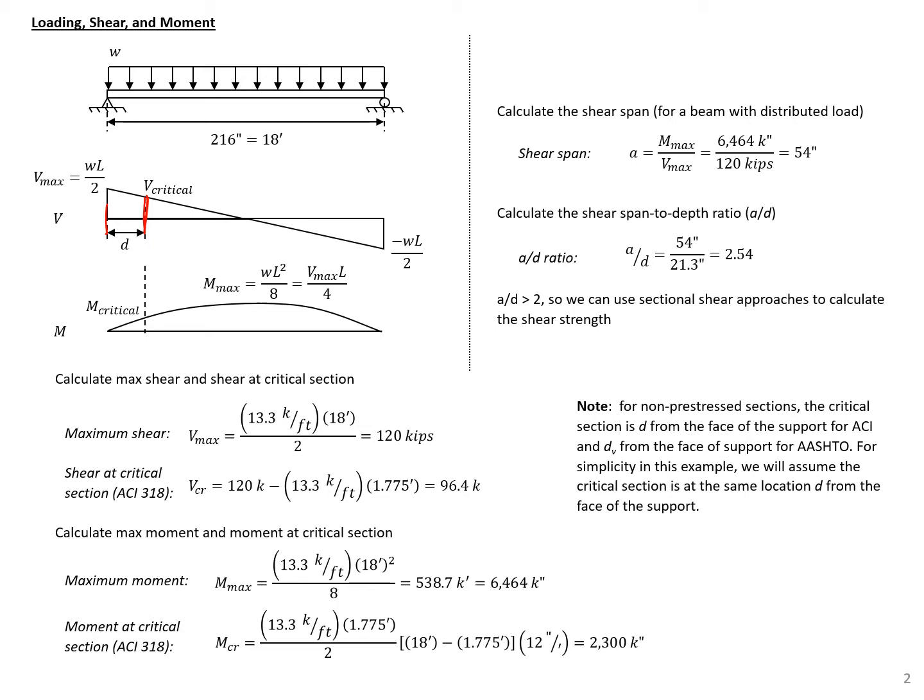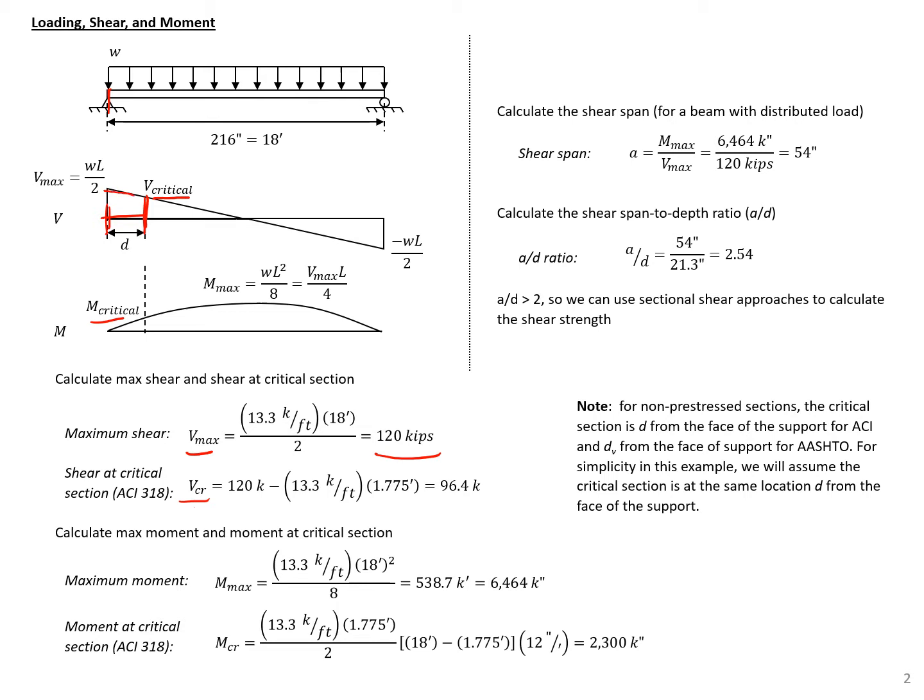Here we don't have any support information, so we're just going to assume that the face of the support is the end, or the center line of our support. So a distance d away from the face of the support will give us our critical shear and critical moment. We can find our maximum shear, which would be 120 kips, and our critical shear here.